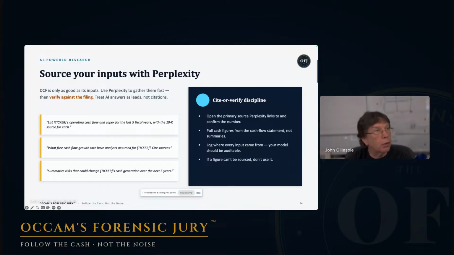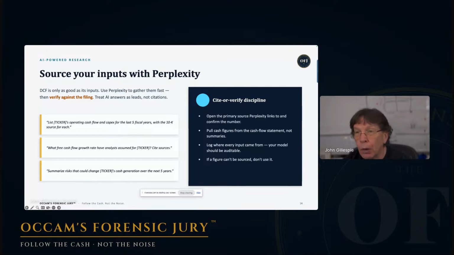All right, so if you want to source your inputs with Perplexity, the DCF is only as good as its inputs. Use Perplexity to gather them fast and verify them against a filing. Treat AI answers as leads, not citations, right? So in the little white rectangles, you can put those sentences right into the prompt of the chat. All right, list your tickers, operating cash flow, and CapEx for the last 5 fiscal years with the 10K sources for each.